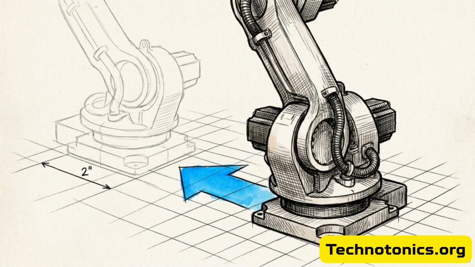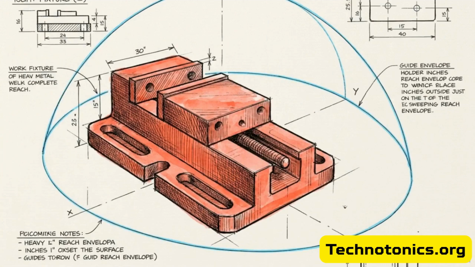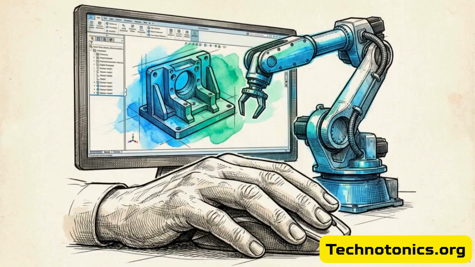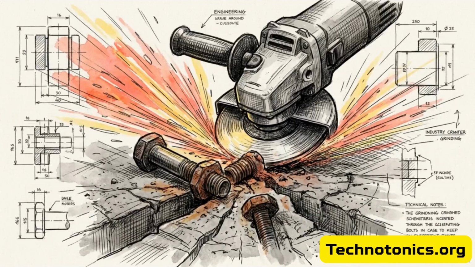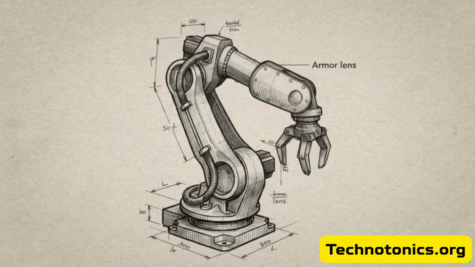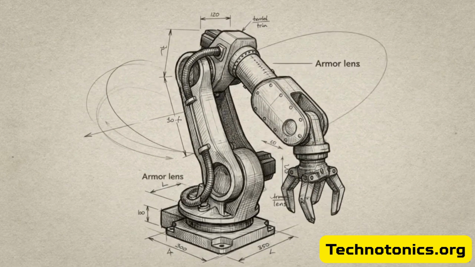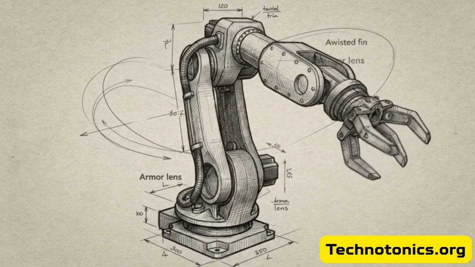Locking in mechanical feasibility in the software ensures these layout corrections cost nothing, rather than forcing expensive rework after the hardware is bolted to the factory floor. Precise kinematic modeling ensures that the programmed motion respects the mechanical constraints of the hardware before it ever reaches the controller. Layer 3 introduces system validation.